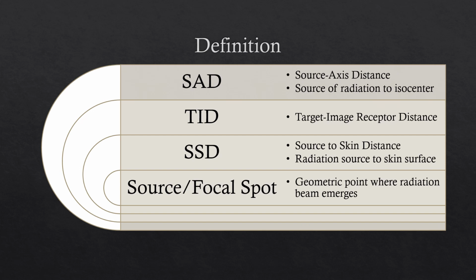Okay, here are some terms that we had in week 14 also, which are SAD, which is source axis distance, which is the source of radiation to the isocenter. SAD is the same as the isocenter distance. TID, which is target image receptor distance. SSD, which is source to skin distance, which is the distance between the radiation source and the skin surface. And source focal spot, which is the geometric point where the radiation beams emerge.